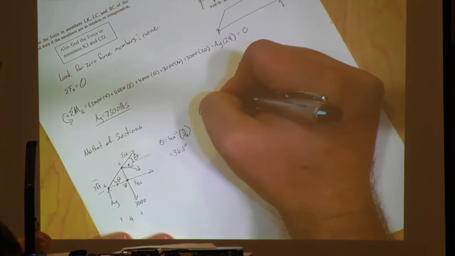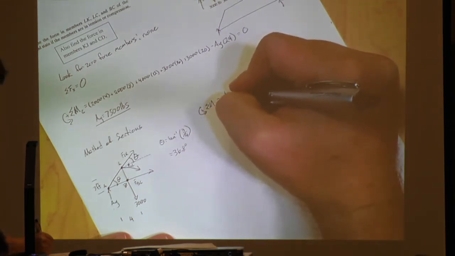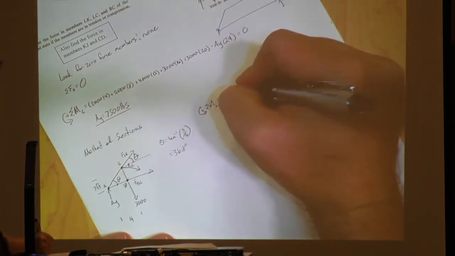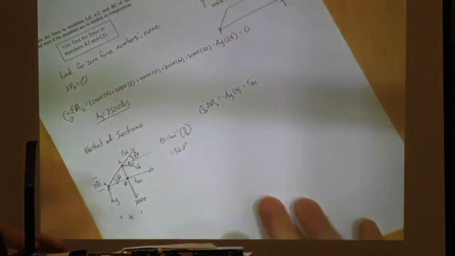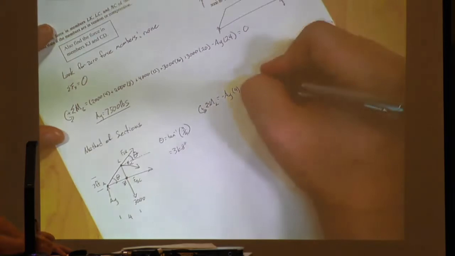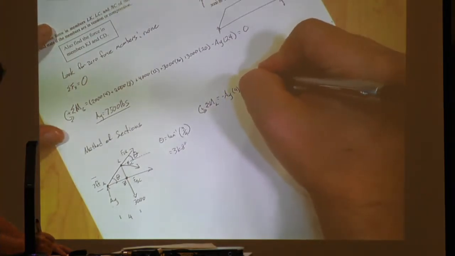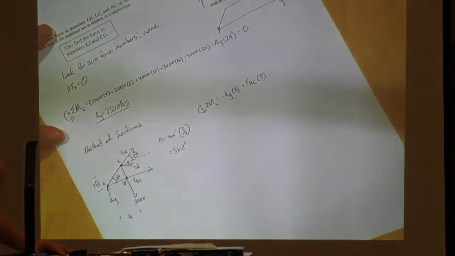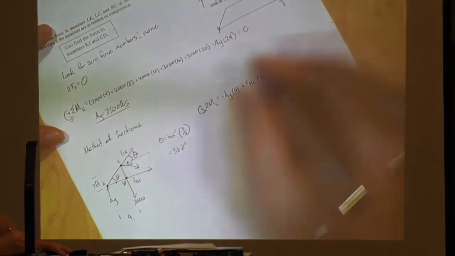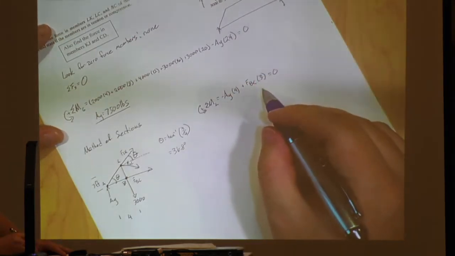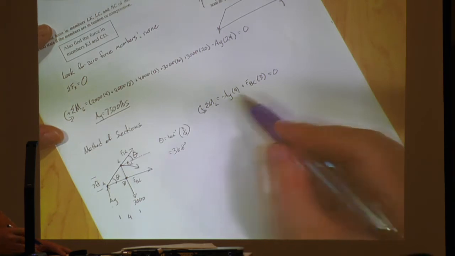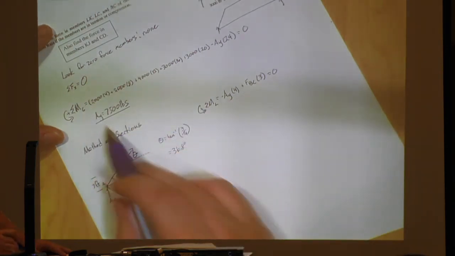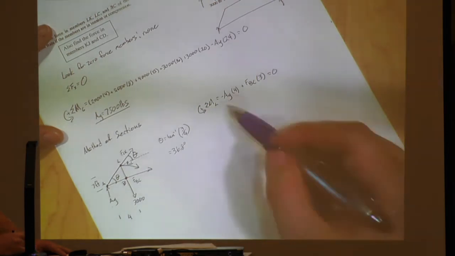Negative AY at 4 plus FBC at 3. Does anybody have any issues with the setup? From now on, to save time, I'm probably just going to leave AY as AY because we already solved for it up here, and just for you guys to know so you can just plug it back in.